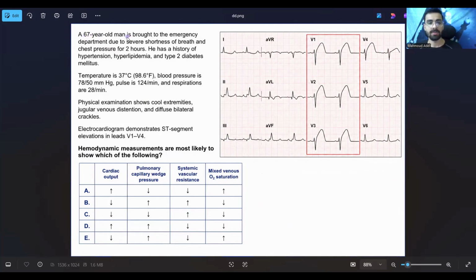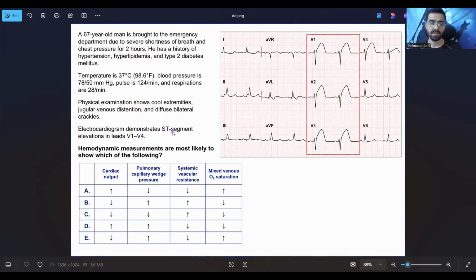A 67-year-old man is brought to the emergency department due to severe shortness of breath and chest pressure for 2 hours. He has a history of hypertension, hyperlipidemia, and type 2 diabetes mellitus. So that's obviously a patient with a predisposition to an ischemic heart disease. Temperature is 37 degrees, blood pressure is 78/50, which is low. Pulse is 124 per minute. Respirations are 28 per minute. Physical examination shows cold extremities, jugular venous distension, and diffuse bilateral crackles.